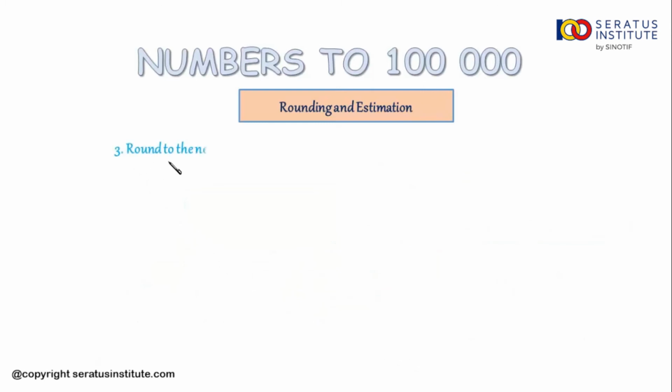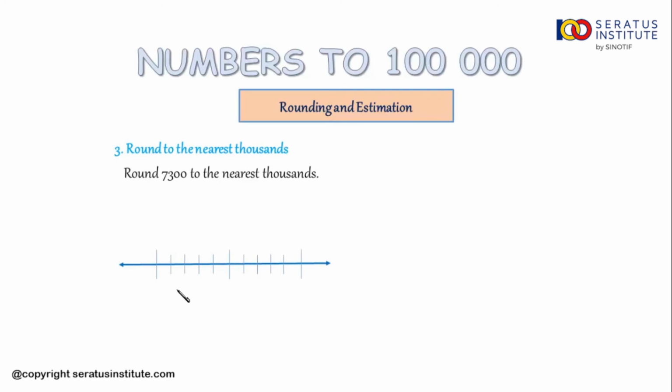Round to the nearest thousands. Same as before, we go straight to the example. Round 7,300 to the nearest thousands. This is the number line. 7,000, 7,500, 8,000. 7,300 is here.